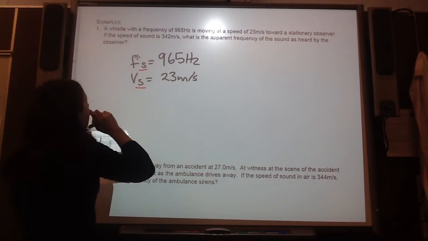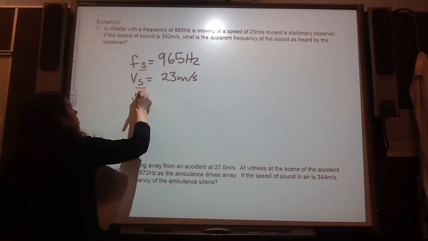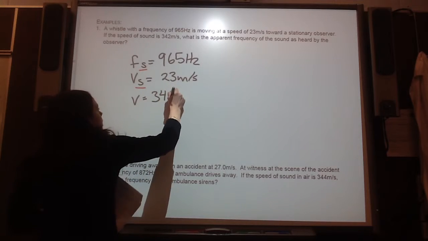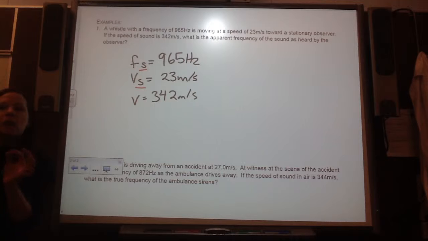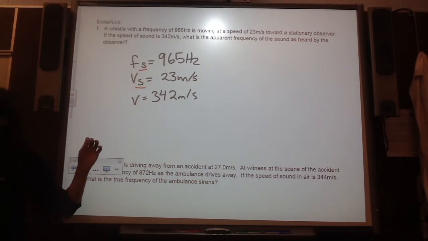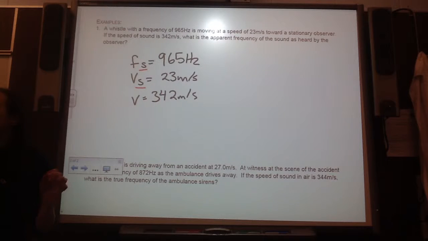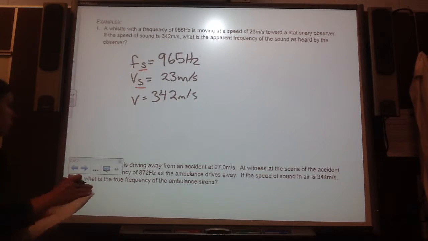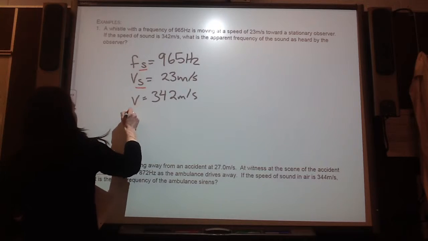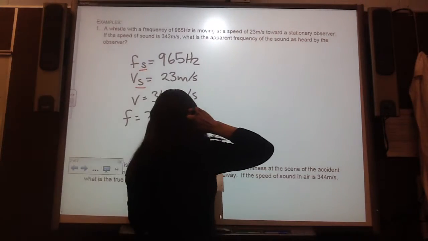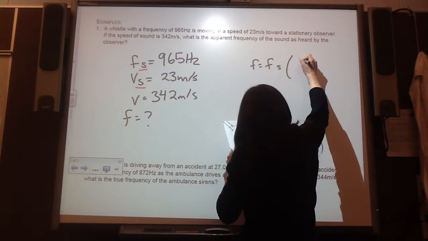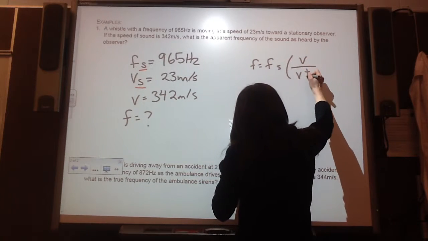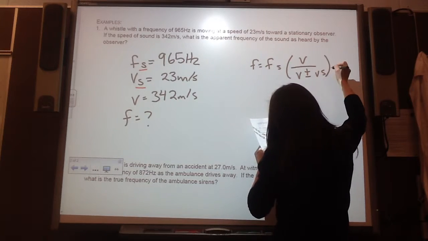And then we also have the speed of sound, which is 342 meters per second. That just means that's how fast sound is traveling through the air, okay? Which makes sense because it's generally 340, 345, depending on the air temperature. And we are looking for F. Our formula is F is equal to Fs times V over V plus or minus Vs.